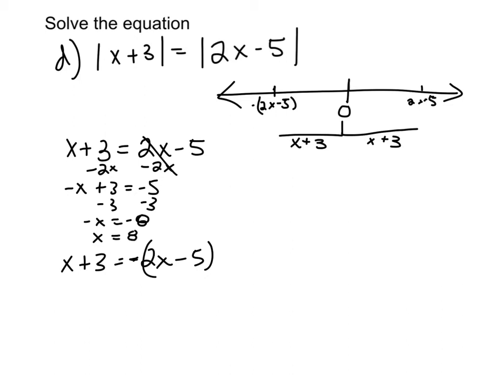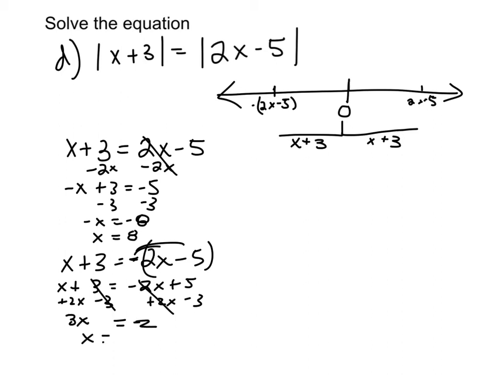All right. Now let's do the next one. First thing I'm going to do is distribute this negative sign. So I have negative 2x plus 5. And here's a 3. Okay, x plus 3. All right, I'm going to bring the 2x over by adding 2x to both sides. I'm also going to subtract 3 from both sides. Okay, so x plus 2x is 3x. This cancels. And this cancels. And then 5 minus 3 is 2. So x equals 2 divided by 3. Divide both sides by 3.